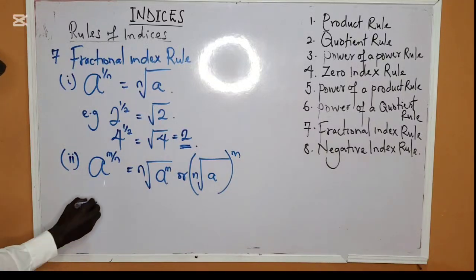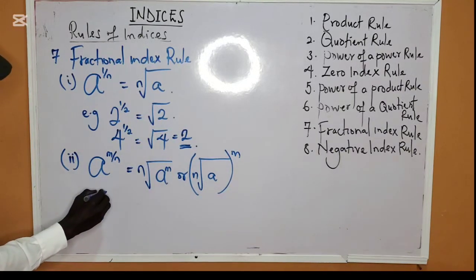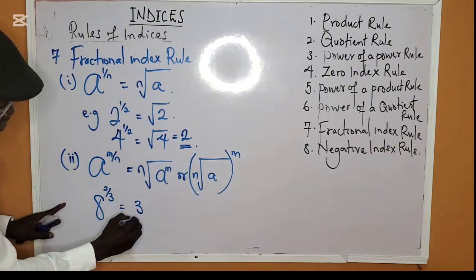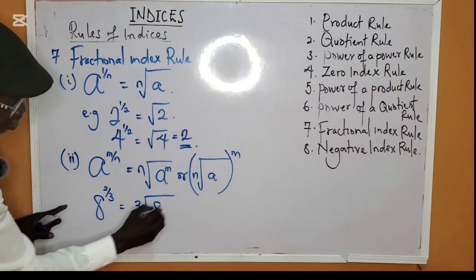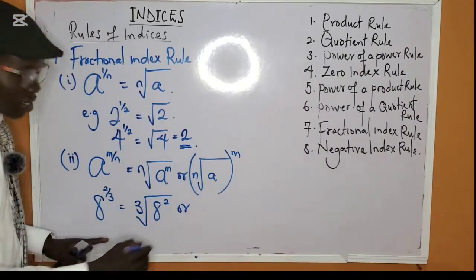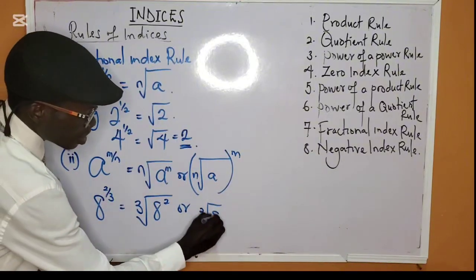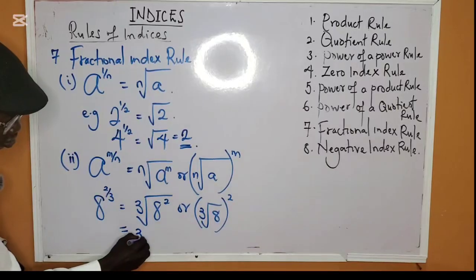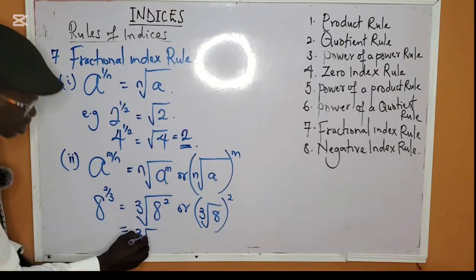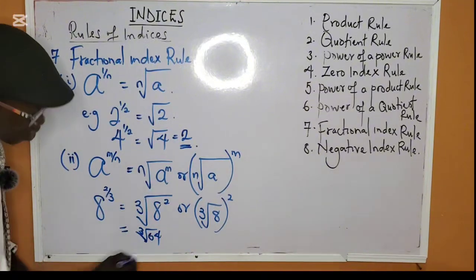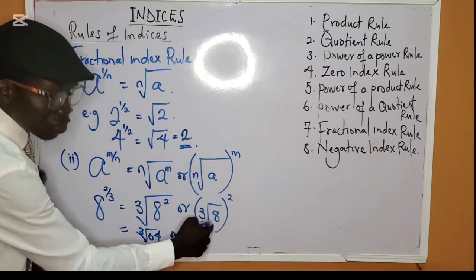Let's take an example. If I have 8 raised to the power of 2 over 3, that will be 3 root 8 squared, or we can write it as 3 root 8 all squared. So the answer to this, 3 root 8 squared, is 64. 8 squared is 64, or 3 root 8.